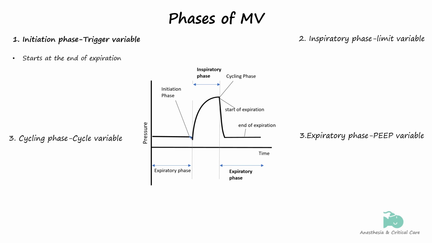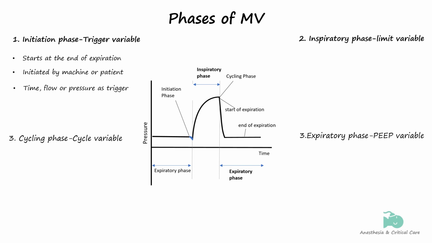The initiation phase starts at the end of expiration. At this stage, the breath is triggered or initiated either by the machine or by the patient. The trigger variable controls how this occurs. The most common trigger variable settings are time, flow, and pressure.